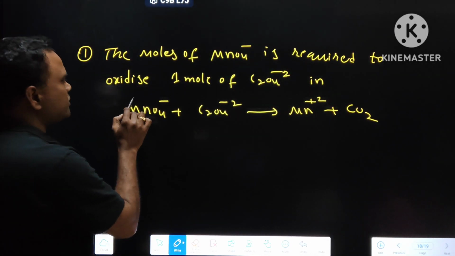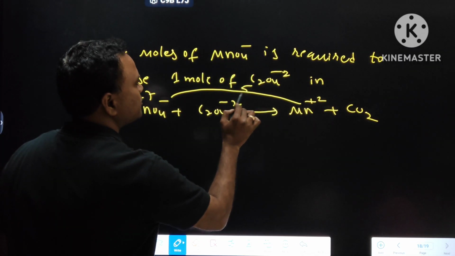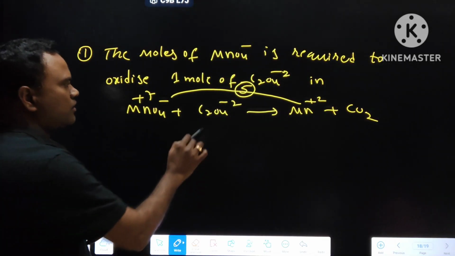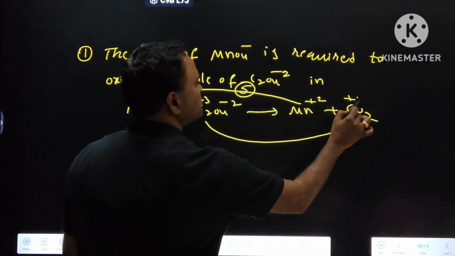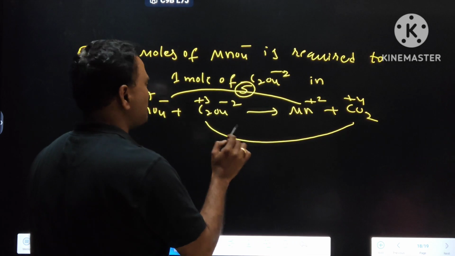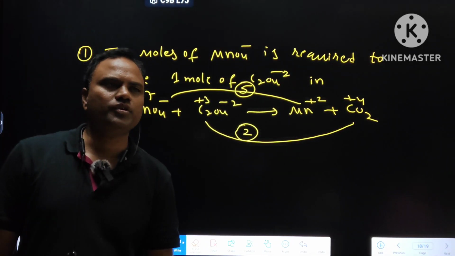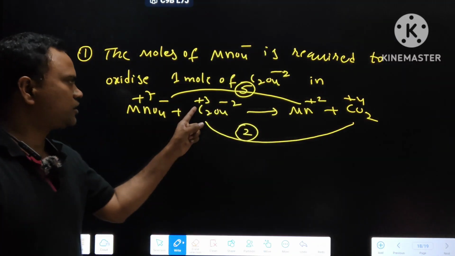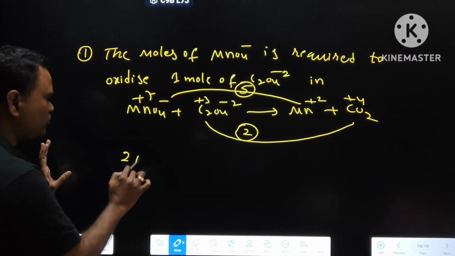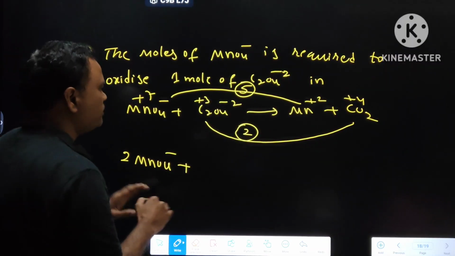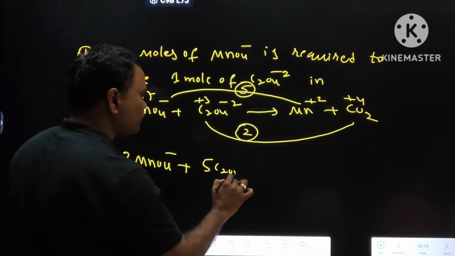What is the change in the oxidation state? Plus 7 to plus 2, change is 5. Here, change is plus 3 to plus 4, change is 1, but the subscript is there, so 2. What do we have to do? We have to do cross multiplication. What is the change in the carbon? 2. Multiply with this, 2 MnO4 minus. What is the change in the manganese? 5. So 5 C2O4 minus 2.